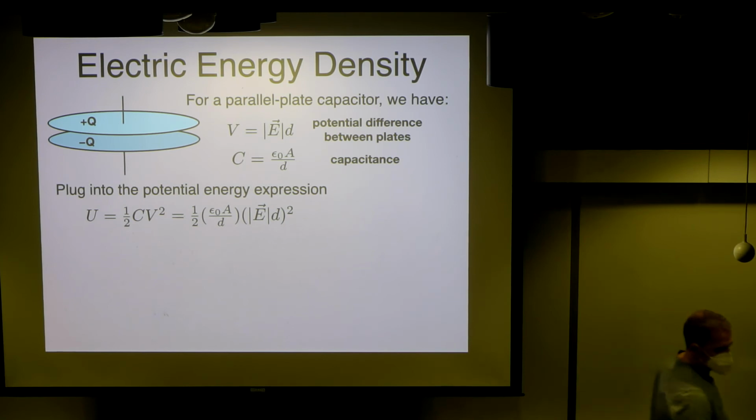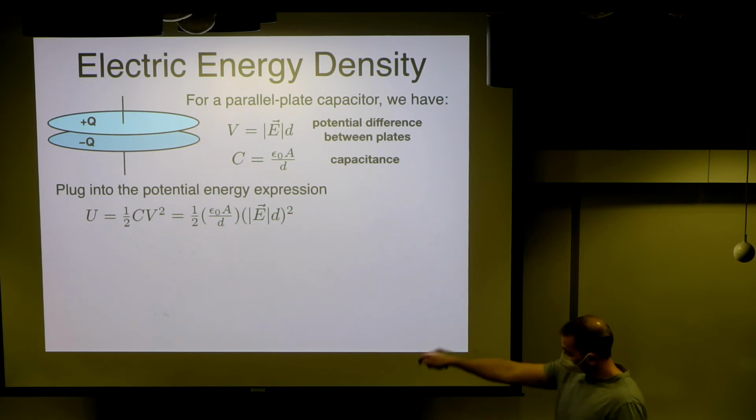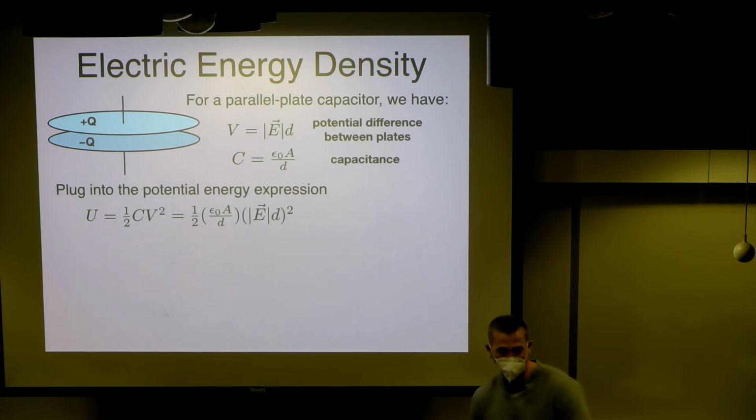So we can simplify this just a little bit. I have D squared on the top from my voltage expression. And then I have 1 factor of D on the bottom from my capacitance expression. So overall, that's just a factor of D on top, right?